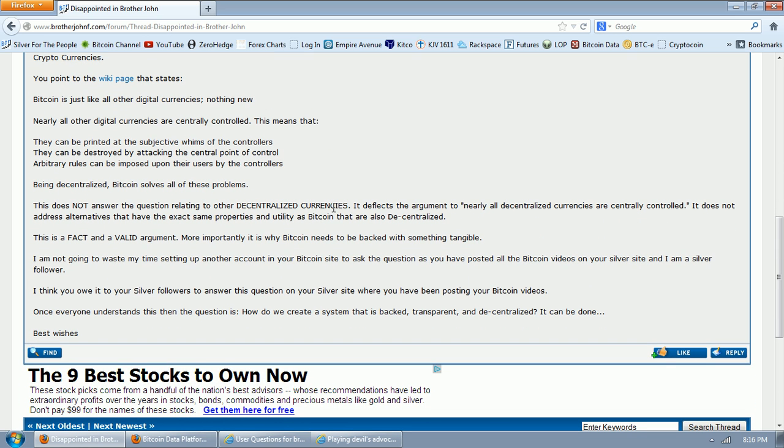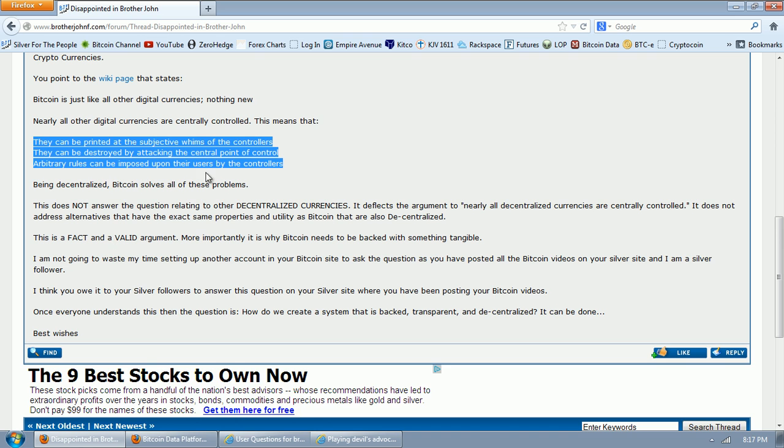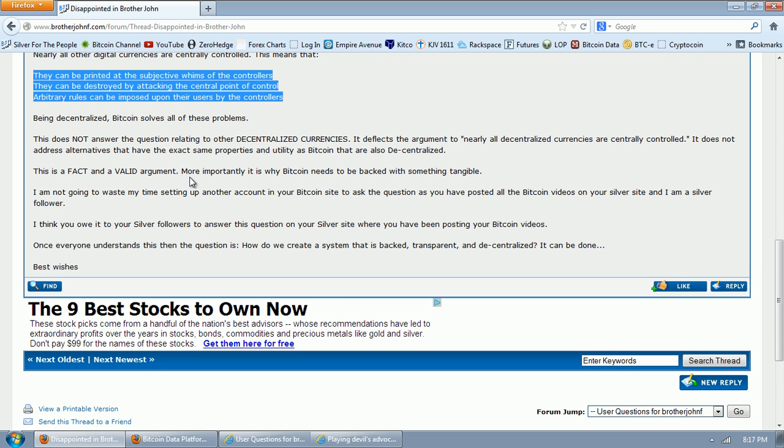This means they can be printed at subjective whims of the controllers. They can be destroyed by attacking the central point of control. Arbitrary rules can be imposed upon their users. Now, these are all false. We've addressed all these. These don't apply to Bitcoin. Being decentralized, Bitcoin solves all these problems.